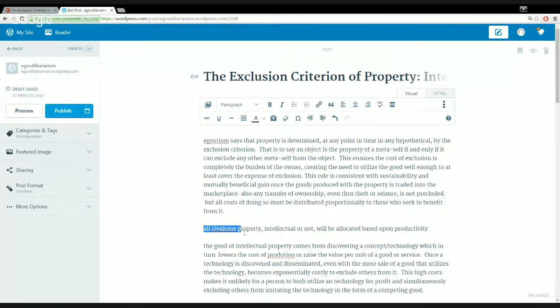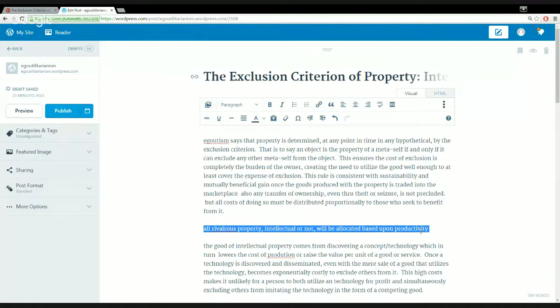So, okay, all rivalrous property, intellectual or not, will be allocated based on productivity. Rivalrous property means that no two people, or a finite amount of people, I don't know what the strong definition is, are allowed to utilize it at once. Now the thing is, you can define intellectual property specific enough that it becomes rivalrous, right? This is one of the cases where Austrians will say intellectual property is non-rivalrous. Well, again, just like the definition of monopoly, it's arbitrary. You can arbitrarily define it so specifically that it becomes rivalrous.